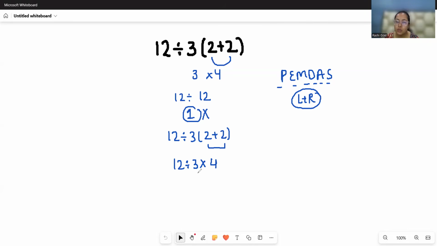Now what people do, they think that multiplication and division have the same priority, so they multiply 3 and 4 and then divide 12 by it. But no, we have to solve it from left to right. So 12 divided by 3 times 4. 12 divided by 3 is 4, and 4 times 4 is 16. So what is the correct answer? 16, not 1.